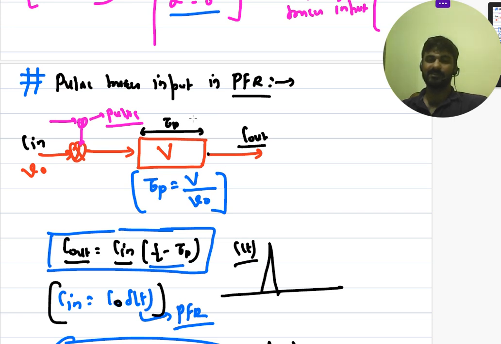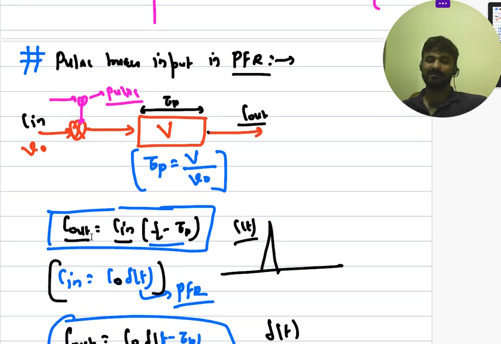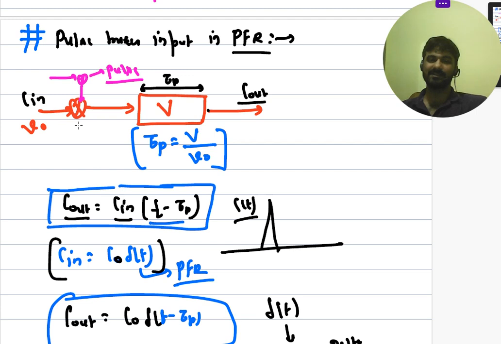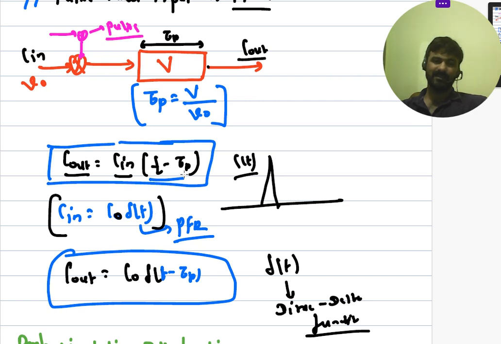So the molecules are going to spend tau p interval of time, and the tracer that is injected at t equals 0 at the inlet of the reactor, after tau p time you will see the same concentration. So if I want to calculate the outlet concentration of tracer at the exit of the reactor, that is C input into t minus tau p. Is that clear? Where tau p is the space time for the plug flow reactor.